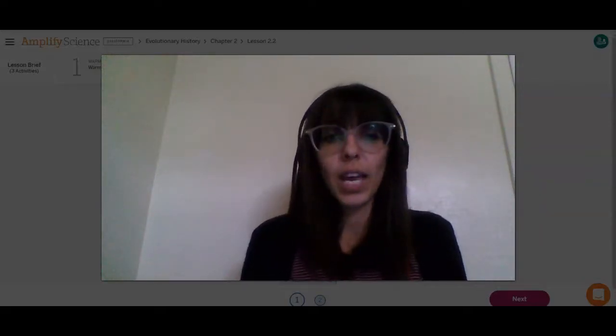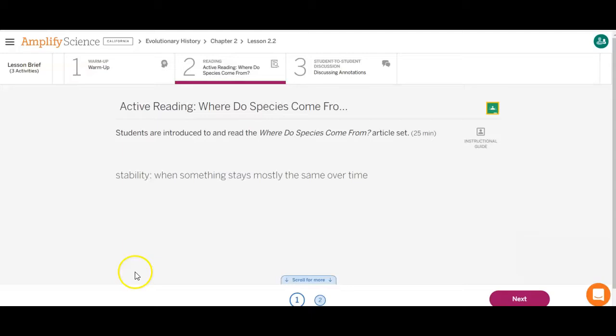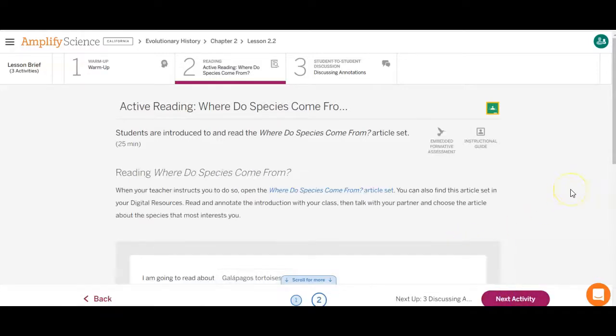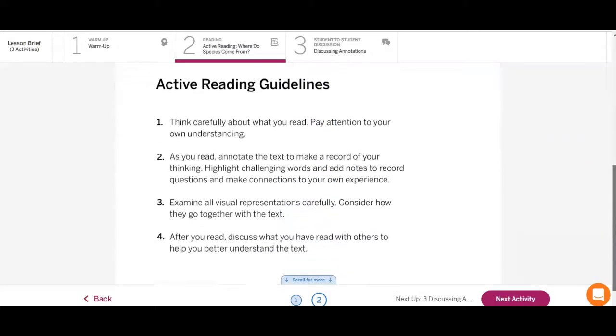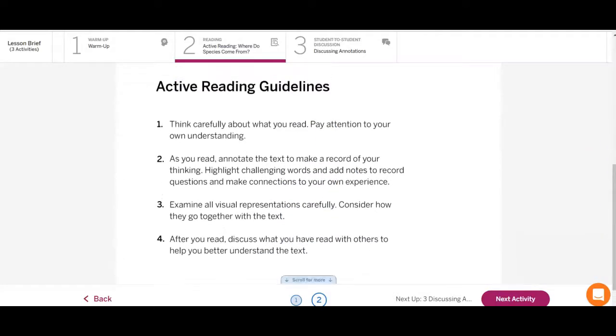Okay, so let's go ahead and look at my screen. As you can see, I am in Amplify. You will have a warm-up, and then you'll have activity 2. So this is your activity 2, and we have our vocab word right there, stability: when something stays mostly the same over time. Here we're going to be talking about annotating. So here are your active reading guidelines. Think carefully about what you read. Pay attention to your own understanding.